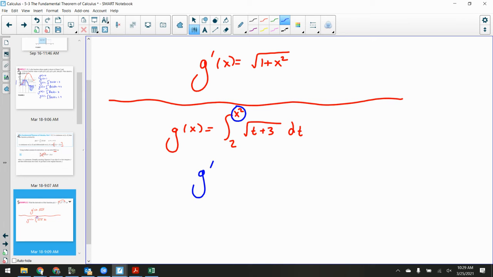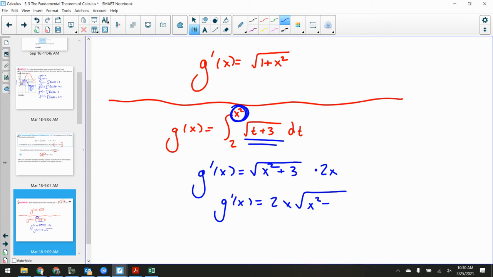So g prime of x is going to be equal to the square root of, so I plug x squared in, x squared plus 3. But because there was a function within a function, I actually have to perform a chain rule. Okay, I not only take the derivative of this, which essentially cancels out the integral, but I also take the derivative of this. Well, what's the derivative of x squared? 2x. Okay, so g prime of x is equal to 2x square root of x squared plus 3.